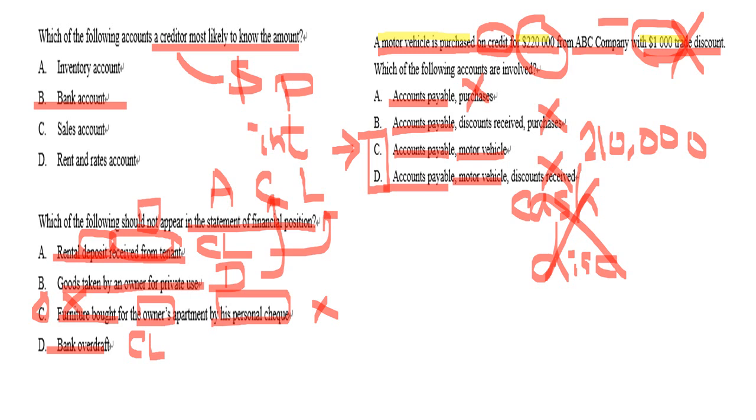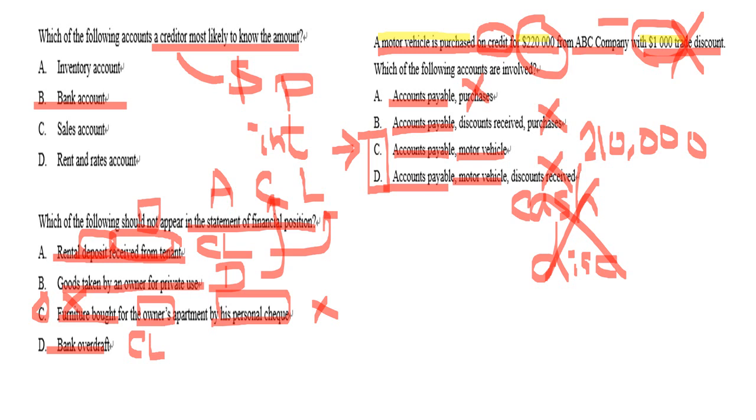Goods taken by an owner for private use is a kind of drawing. A drawing is included in the capital account. C. Furniture bought by the owner, first of all, owner, okay, by his personal check. This furniture is not used by the business. It is used by the owner, while the check is the owner's check. So according to the business entity concept, it does nothing with the firm. So this will not be included in the SFP. So the answer is C, not appear. While bank overdraft is a kind of current liability.